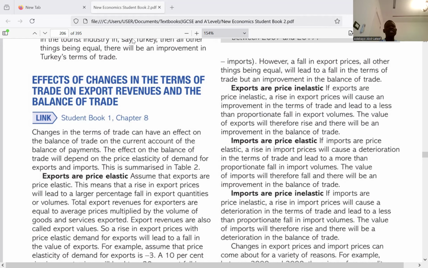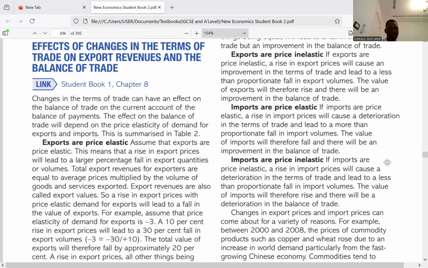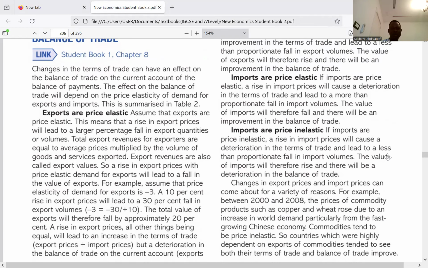Changes in the terms of trade can have an effect on the balance of trade on the current account of the balance of payments. The effect on the balance of trade will depend on the price elasticity of demand for exports and imports. So let's start with exports.